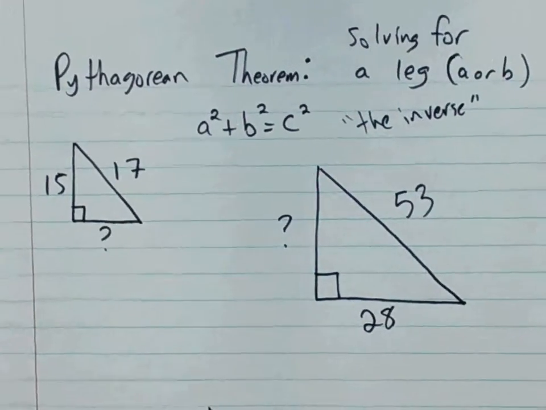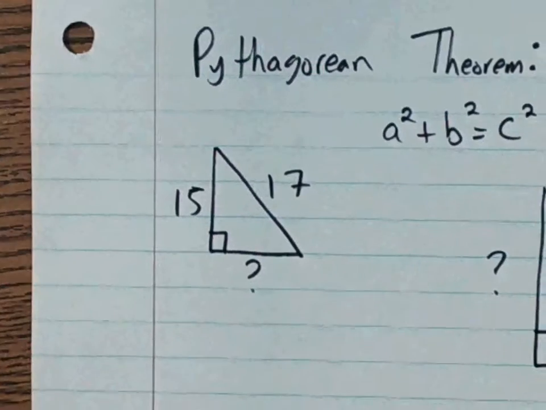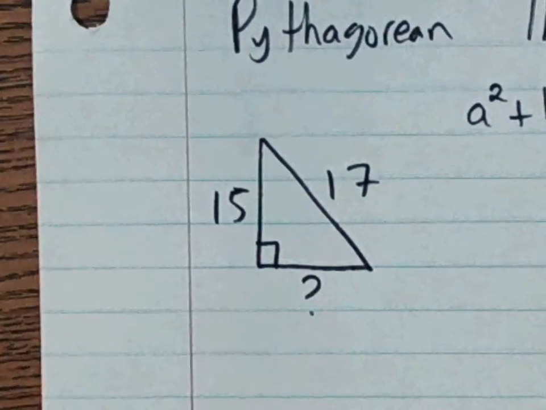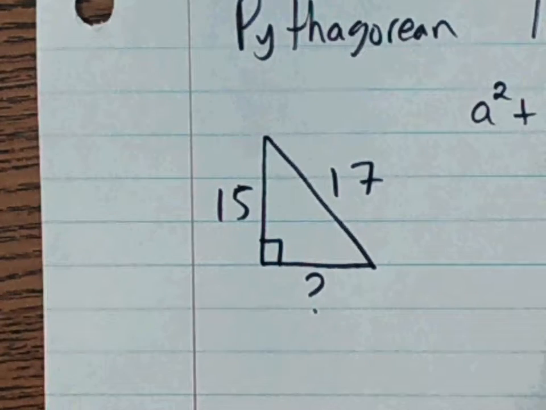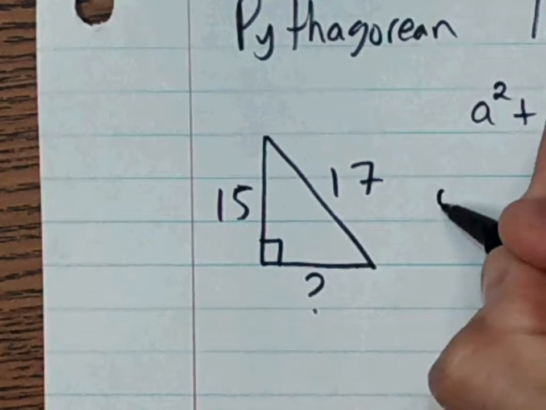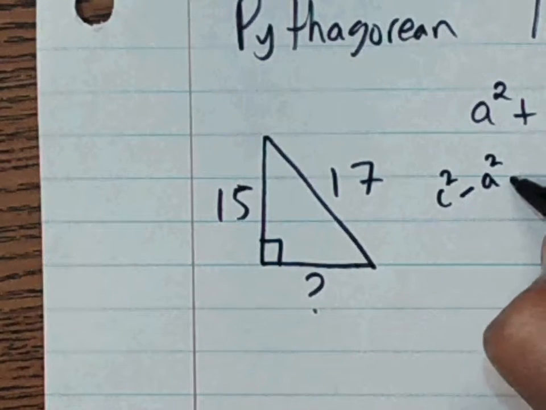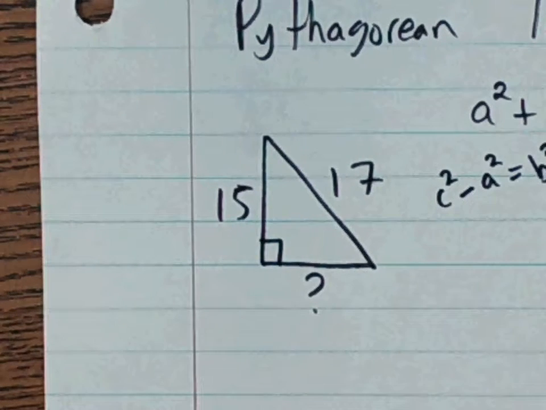Okay, let's look at our first example. I've got a right triangle with a measurement of 15, a hypotenuse of 17, but we don't know that second leg. So this is where we're going to change up our formula a little bit. Instead of a squared plus b squared equals c squared, I'm actually going to use c squared minus a squared, and that's going to give me b squared.